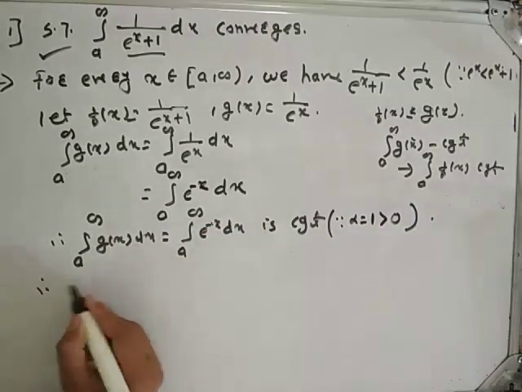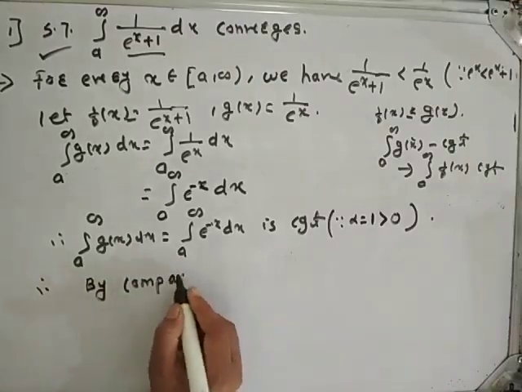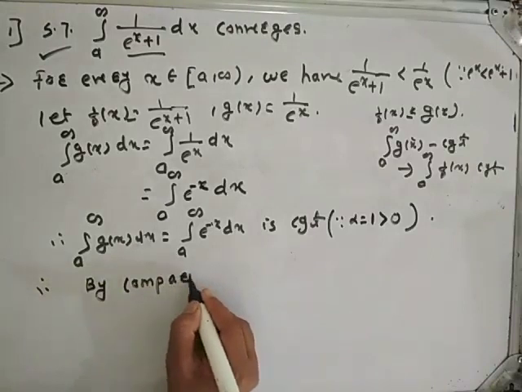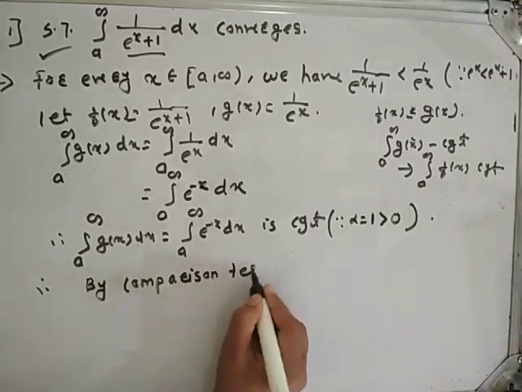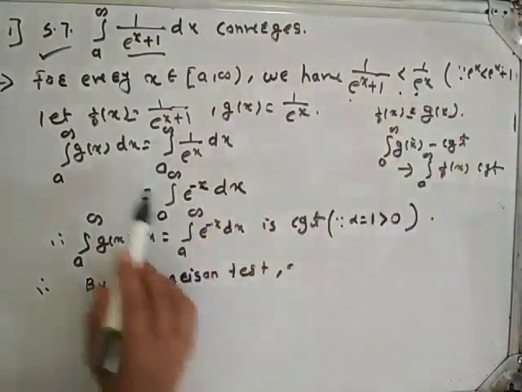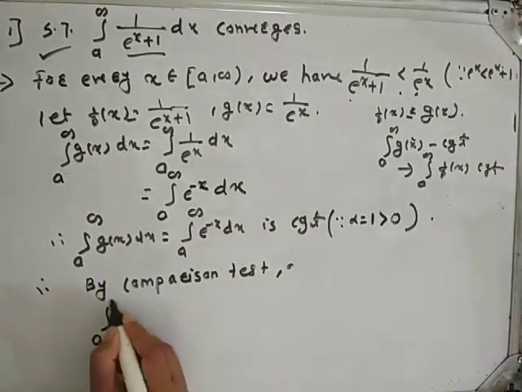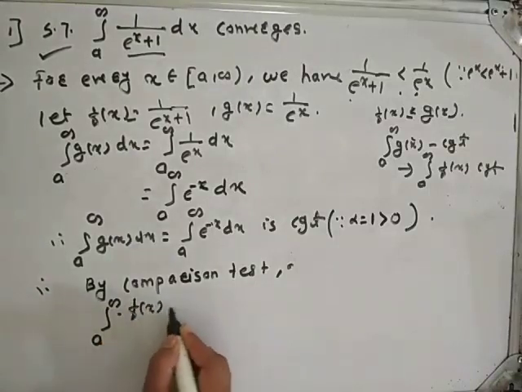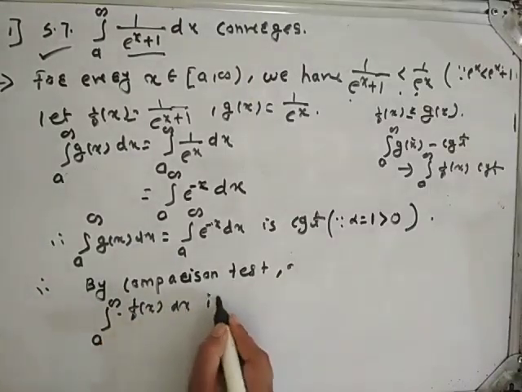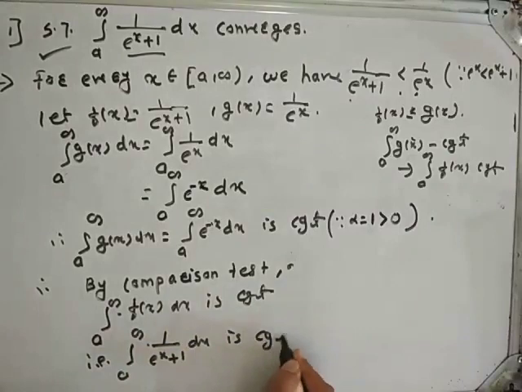So by comparison test, we get f of x is less than or equal to g of x and integral g of x is convergent. Therefore, by comparison test, integration from a to infinity f of x dx is convergent. That is, integral from a to infinity of 1 upon e raised to x plus 1 dx is convergent.